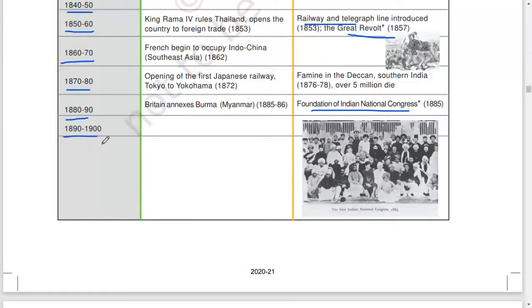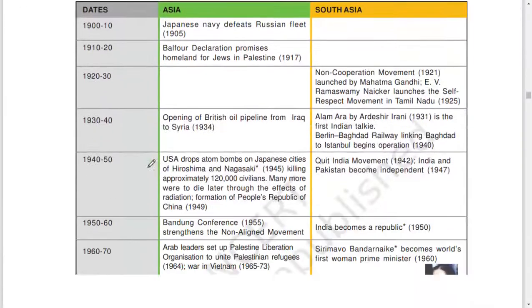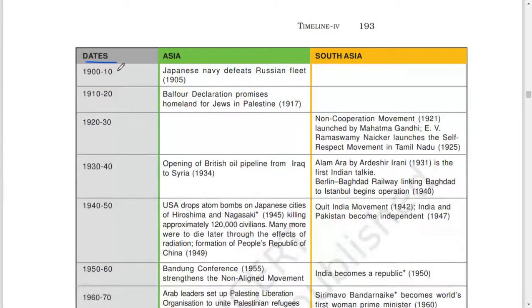1890 to 1900. Dates: Asia, South Asia. 1900 to 1910, Japanese Navy defeats Russian fleet, 1905. 1910 to 1920, Balfour Declaration promises homeland for Jews in Palestine, 1917. 1920 to 1930, Non-Cooperation Movement launched by Mahatma Gandhi, 1921.